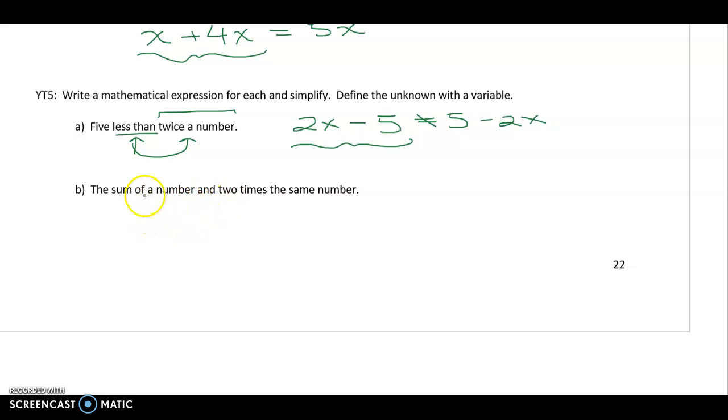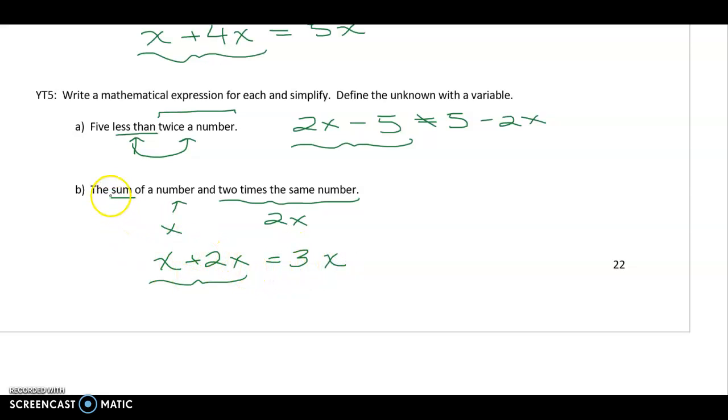All right, and then the last part, the sum of a number and 2 times the same number. We're just going to use x for the number. We can use y, we can use whatever letter you want to, but we're going to use x. So the sum, addition of a number, x, and 2 times the same number. So again, we're practicing writing the expressions. If you wanted to simplify that to 3x, you could, but we're just practicing changing the English into a math expression. And that's it for 1.8.